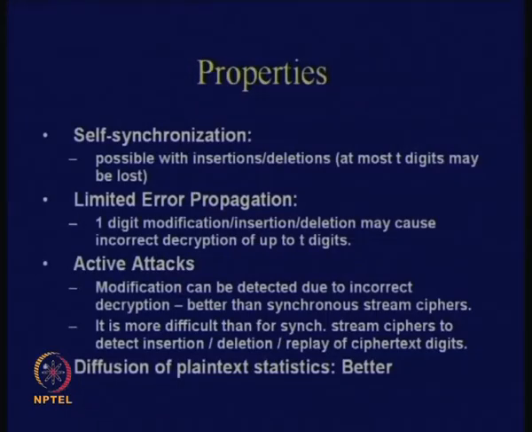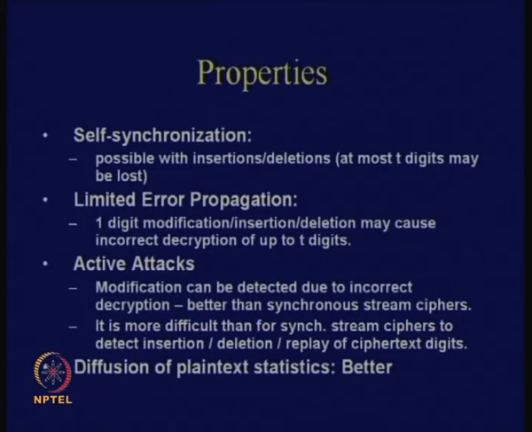But if there is a modification, say a 1 bit error, then in this class of stream ciphers t decryptions are faulty, whereas in synchronous stream ciphers only one digit was faulty. So, these are the basic differences between this class of stream ciphers and the previous stream ciphers.